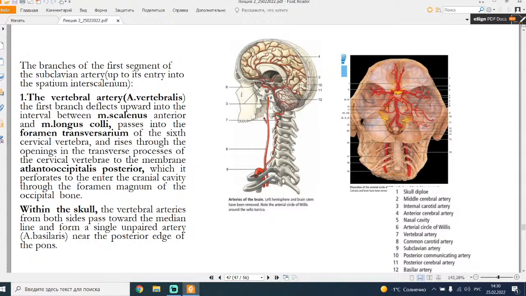The first branches deflect upward into the interval between musculus scalenus anterior and musculus longus colli, passes into the foramen transversarium of the sixth cervical vertebra and rises through the openings in the transverse processes of the cervical vertebrae to the membrana atlanto-occipitalis posterior, which it perforates to enter the cranial cavity through the foramen magnum of the occipital bone.